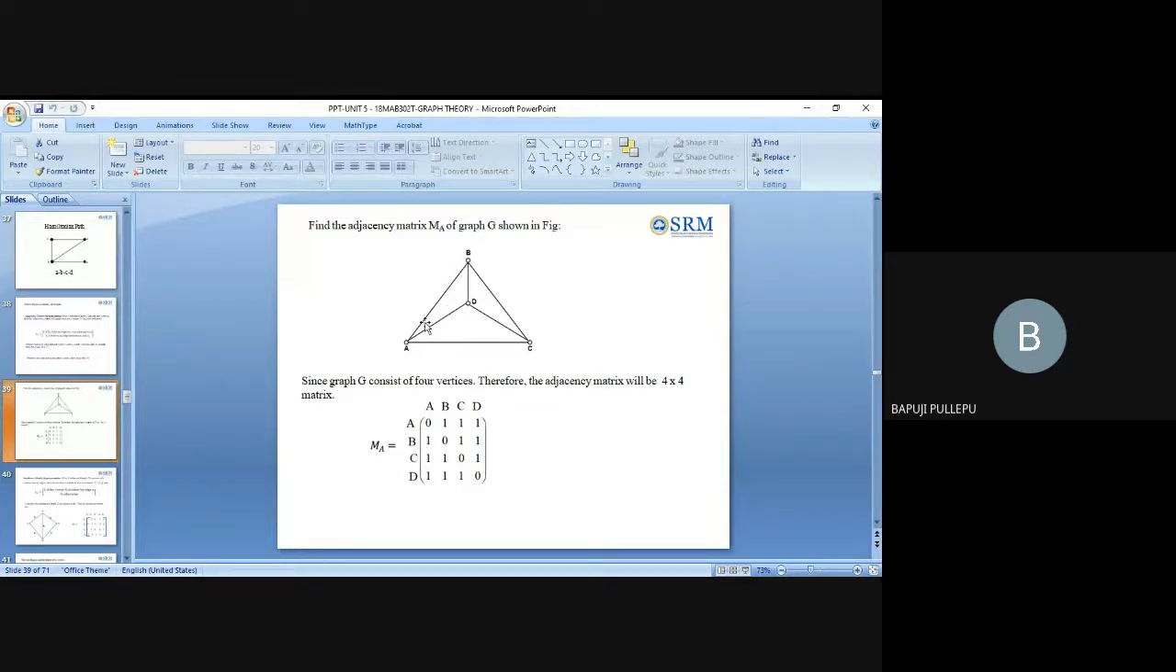BA edge is there or not? This is one edge or not? BA, then 1. Then BB 0. Then BC is there. BD is there. 1, 1. Then CA is there. CB is there. CC is there. CD, according to this graph.